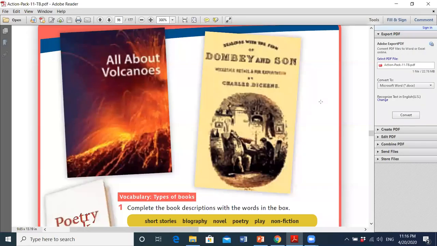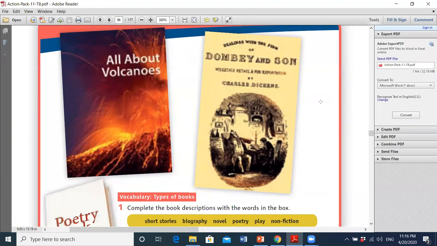So now we're done with the lesson for Charles Dickens. And I want you to go with me to page 60 on your books. Page 60 has a vocabulary section that talks about types of books. After we talk about these different types of books, we're going to read about a story written by Charles Dickens, a very interesting story. So before we do the story, let's look at this exercise.